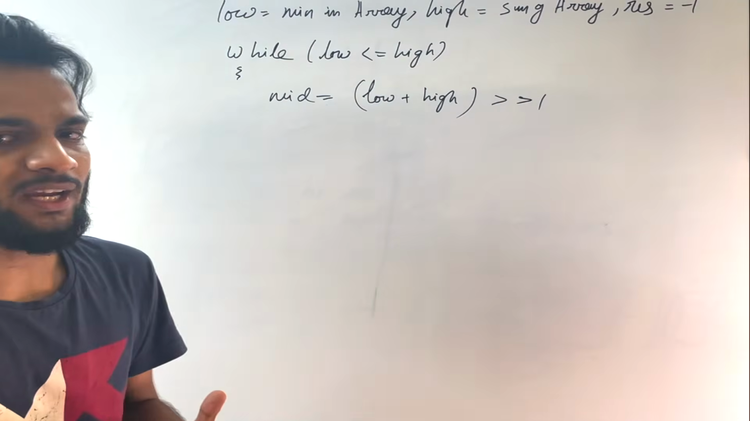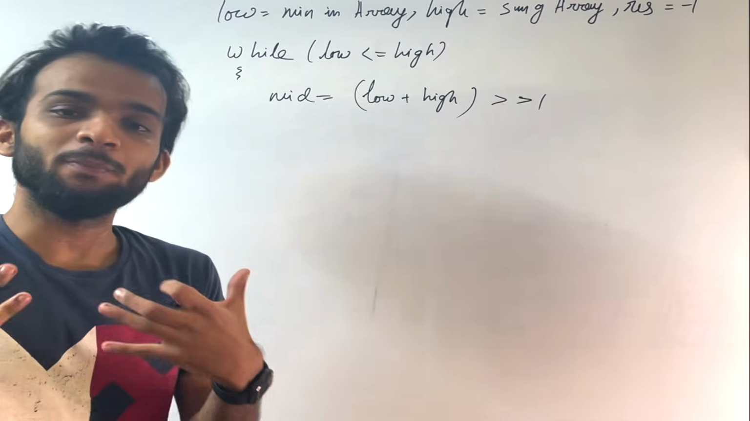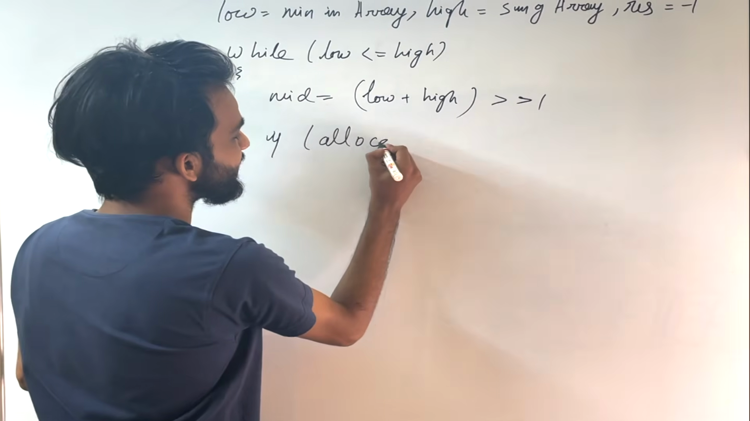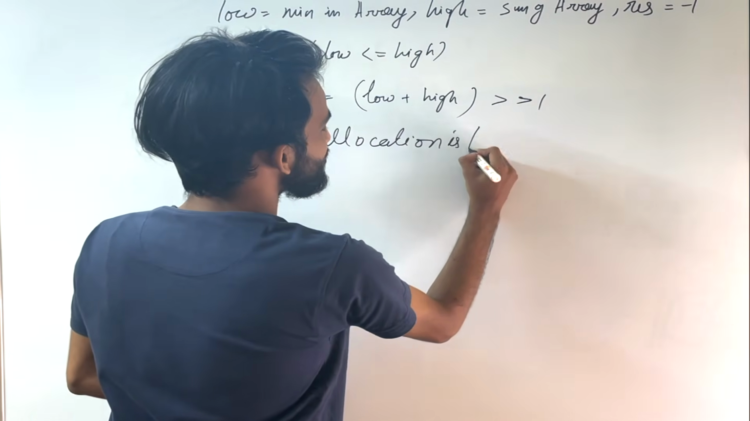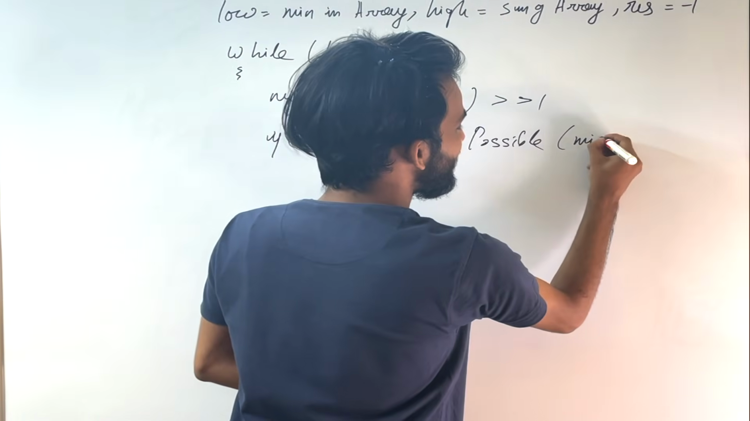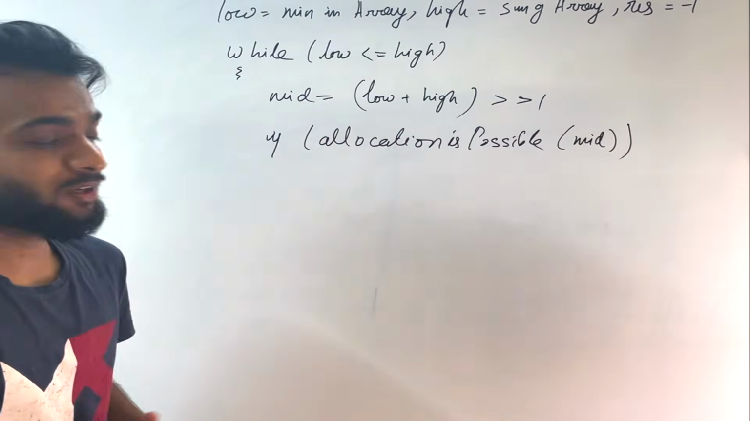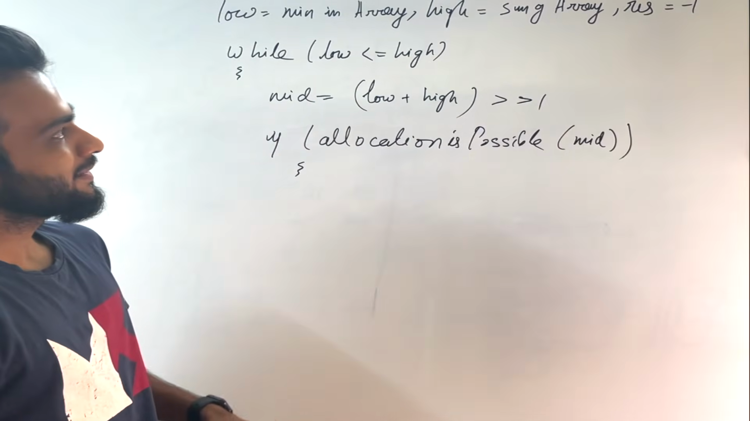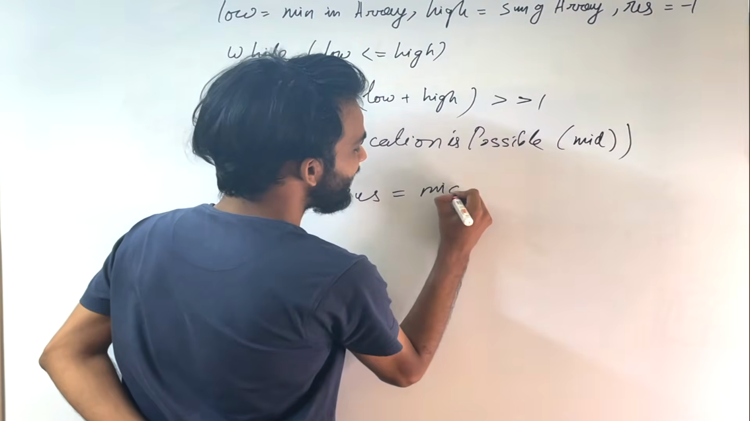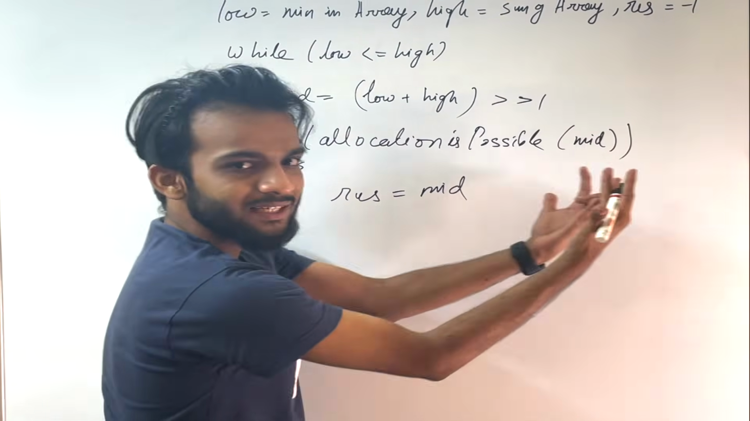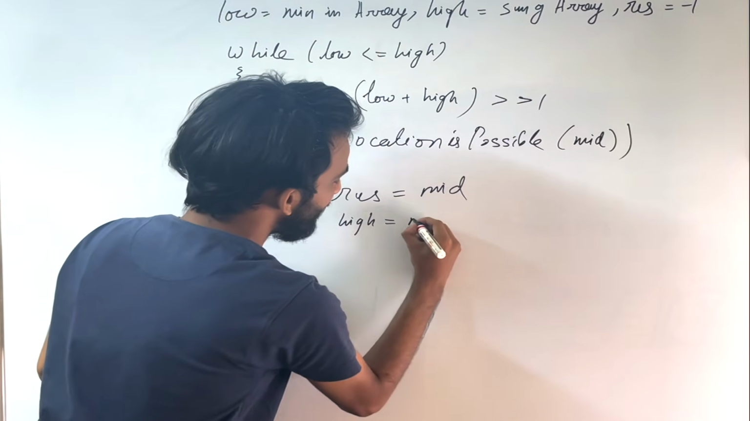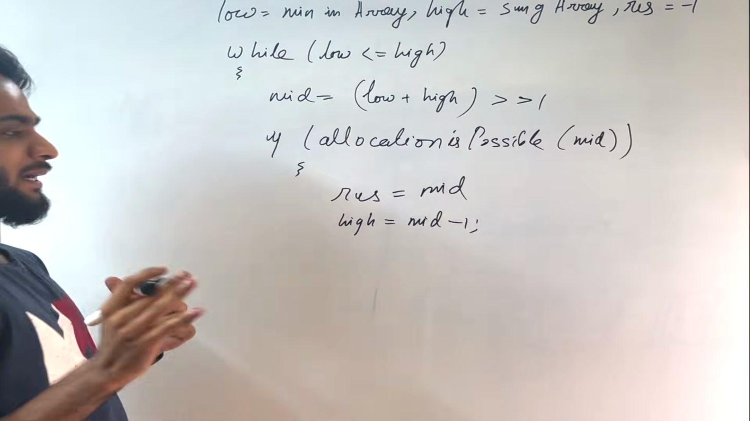Now, what were you checking? Can the allocation be possible? If by keeping the barrier of mid the allocation is possible, what does that mean? That means this mid can be my answer. Hence, I'll update res with mid and I'll reduce the right half. I'll come to the left because I want to make it minimal. So high will become mid minus 1.